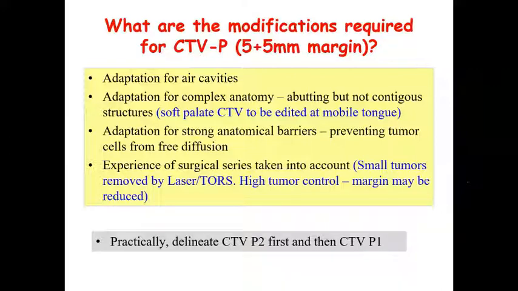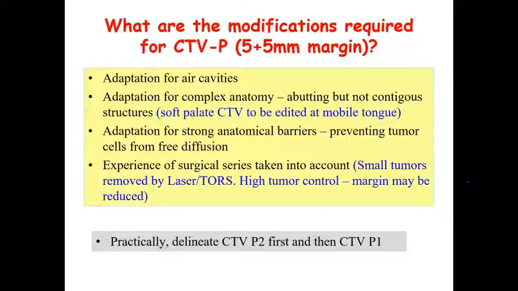Similarly, strong anatomical barriers where free tumor diffusion is prevented because of the barrier, you can edit that out. Also, you must factor in the experience of surgical series and take that into account. Smaller tumors, for instance, if there's a smaller tumor, they've been taken care of by lasers or TORS or something, you're expecting high tumor control, you may want to modify your margins accordingly.